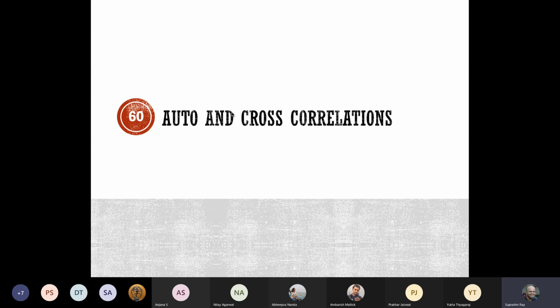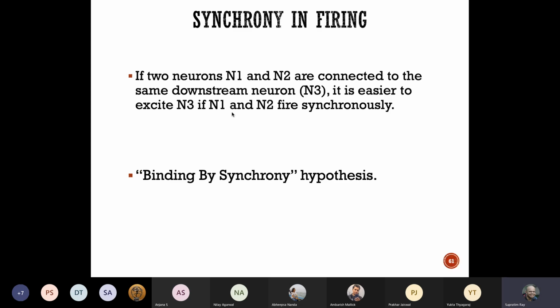Okay, so now we are going to build on this and talk about auto and cross correlation functions. And that will be the end of this part. Okay, so now let's talk about auto and cross correlations. So again, as before, let's start by asking a question.